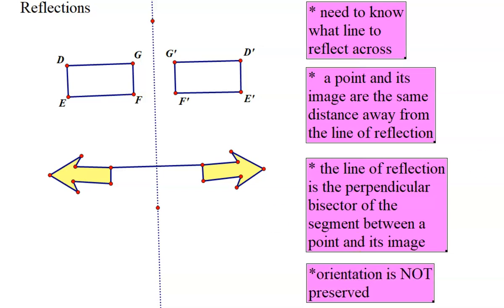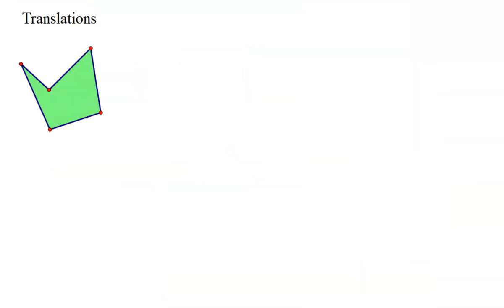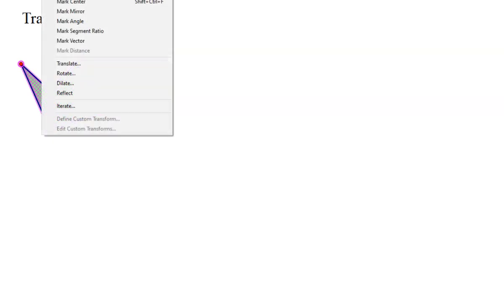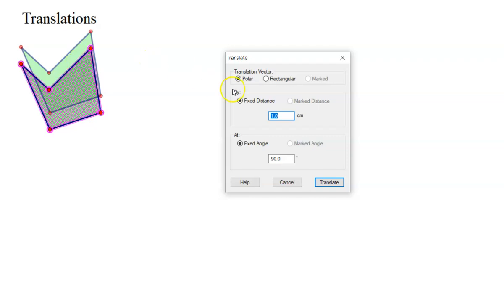So let's look at translations. A translation takes a shape. In this case, I've got this little crown looking thing, and it basically just slides it. So I'm going to tell this to translate it, and I can tell it how far and in what direction. Notice you always have to tell those two things, how far and what direction. This particular thing is giving me angles and distance as a way of saying that.